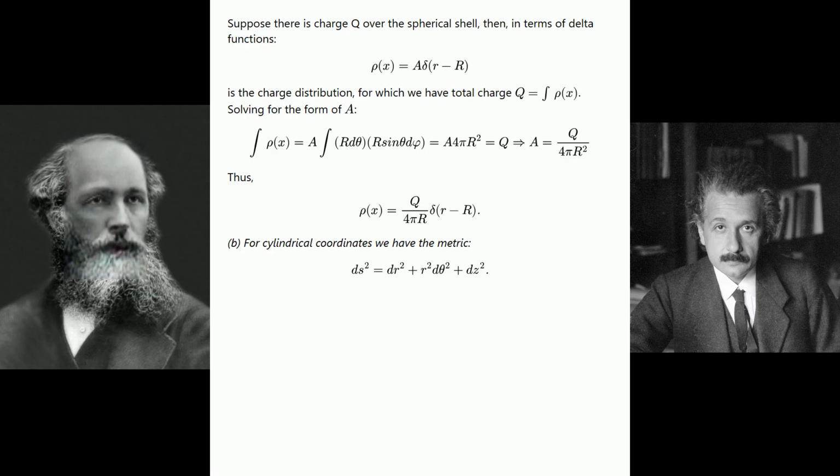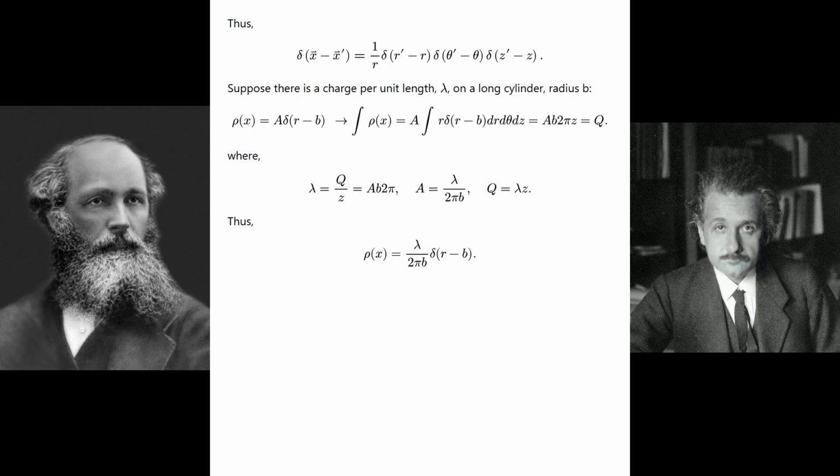B. For cylindrical coordinates we have the metric. See the next equation. Thus, see the next equation. Suppose there is a charge per unit length, lambda, on a long cylinder, radius b. See the next equation, where lambda equals q over z equals a b 2 pi a equals lambda over 2 pi b, q equals lambda z. Thus, see the next equation.